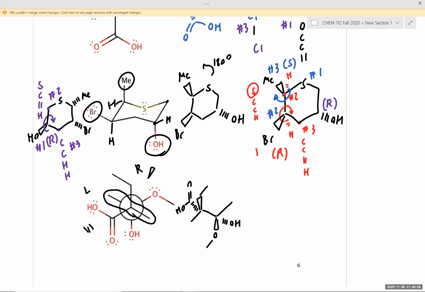So we're putting together a model for this structure. So let's keep going with that. And then we'll be able to rotate the model to place our lowest priority groups in the back.